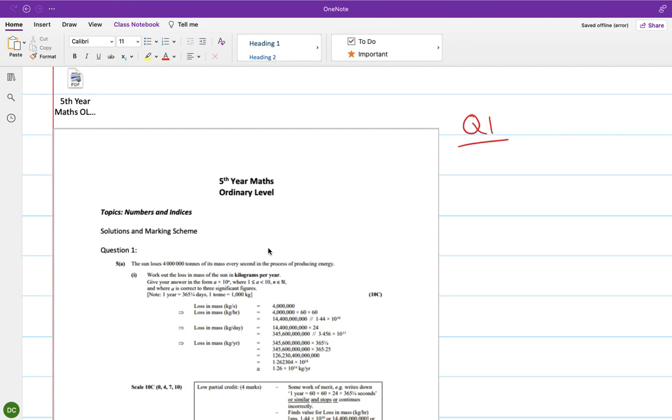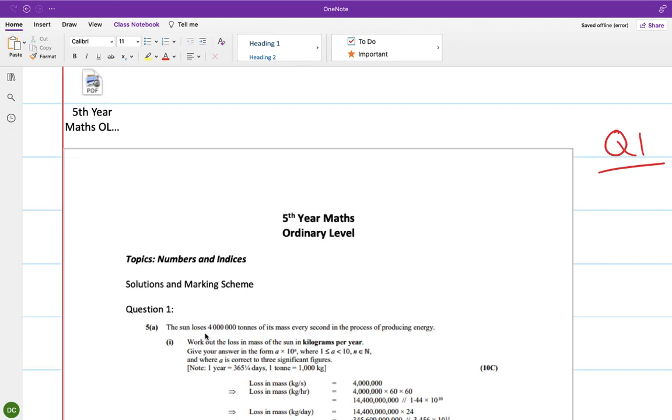Right, so this one. The question was, the sun loses 4 million tons of its mass every second in a process of producing energy. Work out the loss in mass of the sun in kilograms per year. And then it goes on to say, give your answer in the form, and it says all this stuff, which we know means scientific notation.